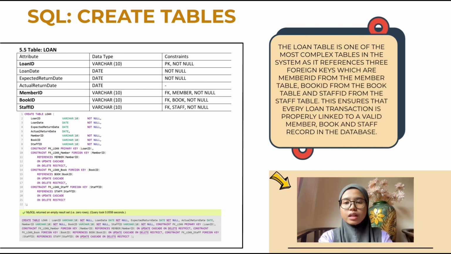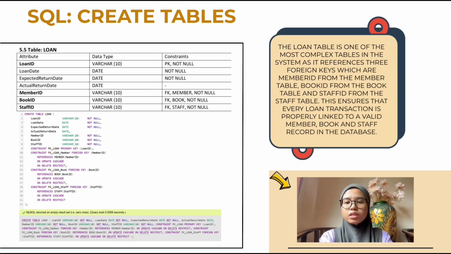It consists of 7 attributes, which are loan ID, loan date, expected return date, actual return date, member ID, book ID, and staff ID. To enforce entity integrity, we set loan ID as the primary key with a not null constraint. This ensures that every loan record is uniquely identifiable and no duplicate loan records can exist in the database.